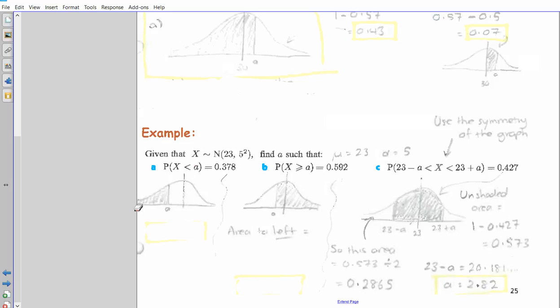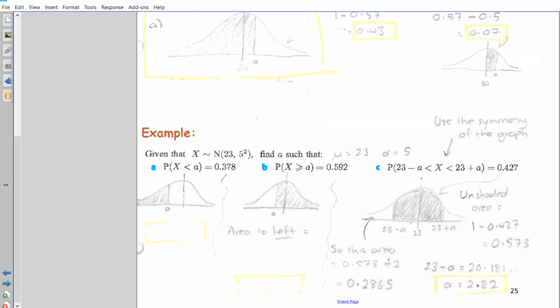So it makes sense if you draw your normal distribution, put in your mean, and the area is less than 0.5, so the A's got to be to the left. If the area is more than 0.5, then A would be to the right. So x is less than A, so 0.378 is this area here, and they want you to find out what A is.